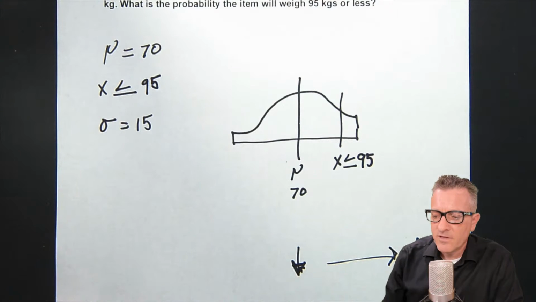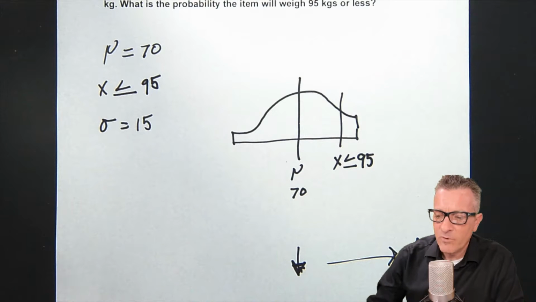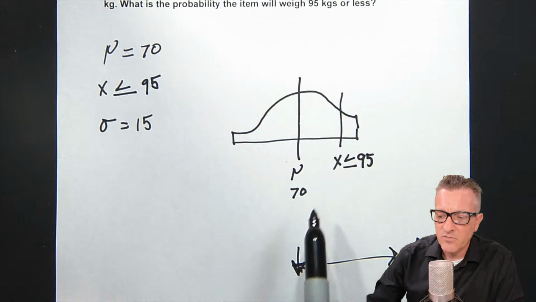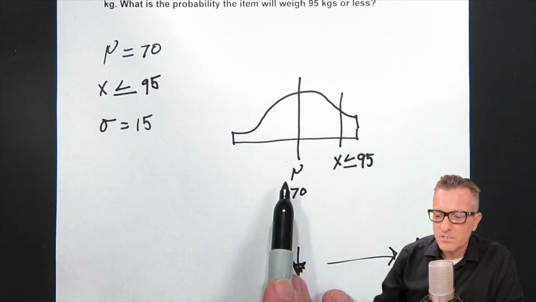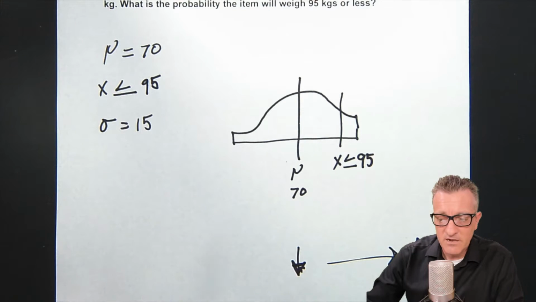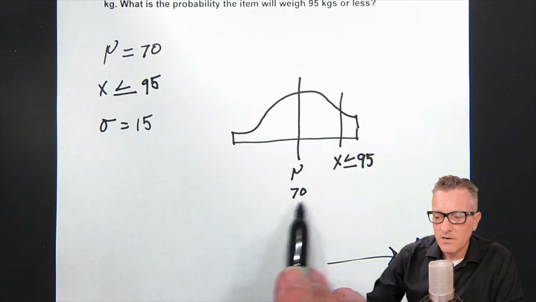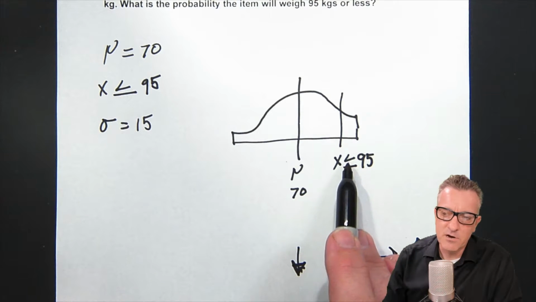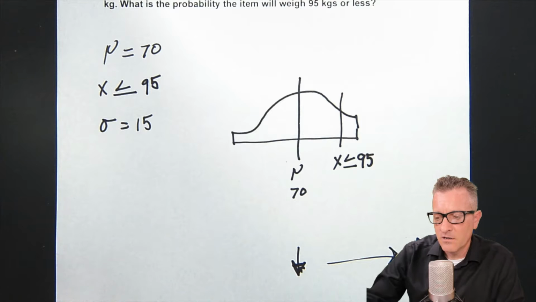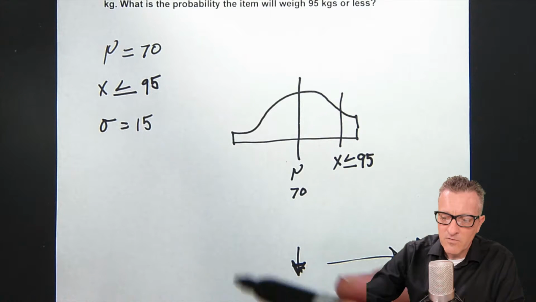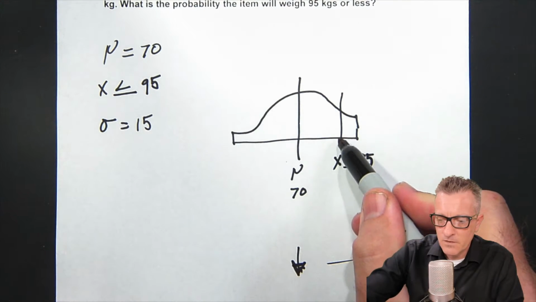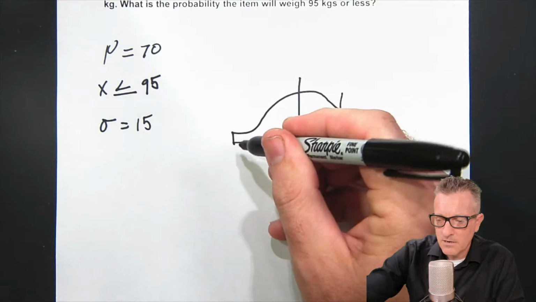And then the other thing is, even before that, we want to make sure that we put our x on the proper side of mu. So we put our x on the right side of mu because it's greater than 70. And then we put our inequality on here, and it points towards our area of interest. And our area of interest is everything on the left-hand side of mu. So we kind of do this.